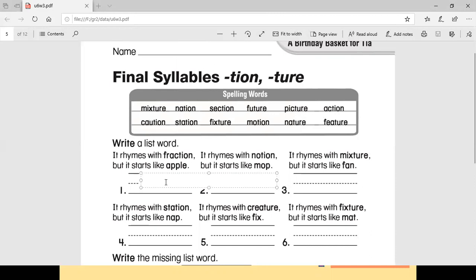Let me write the rhyming word in red. Action. What's the first word? Action. Look at number 2. It rhymes with notion, but starts with letter M, like mop. So it's going to be motion. Motion.